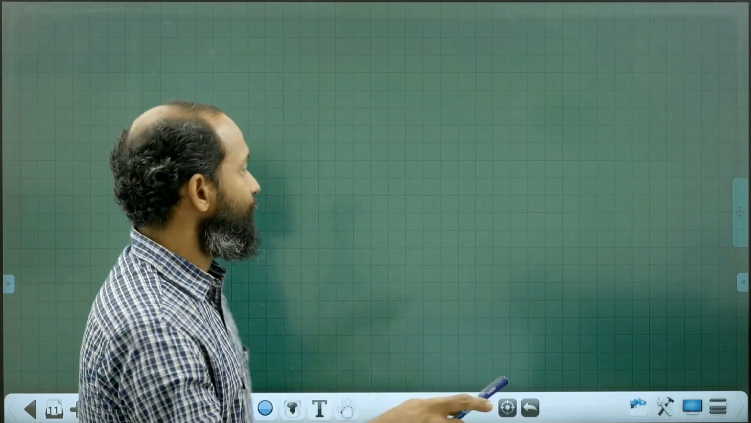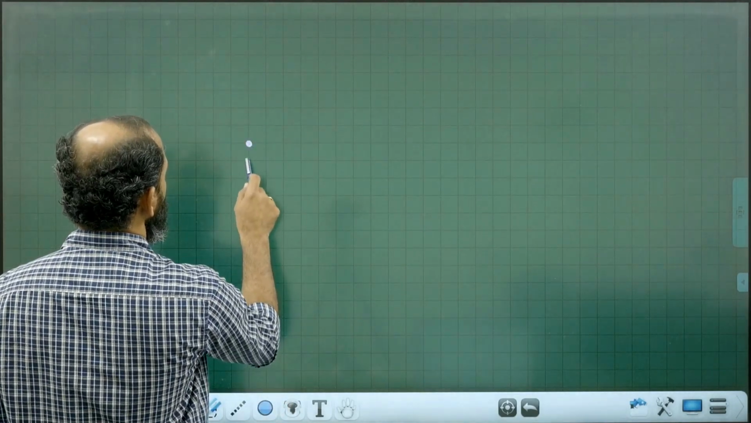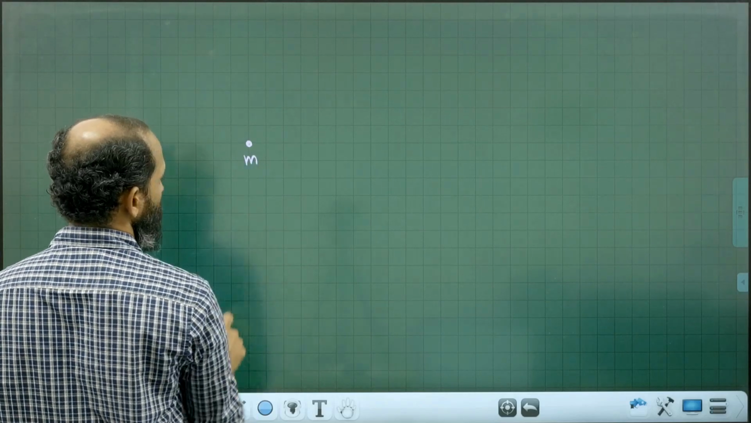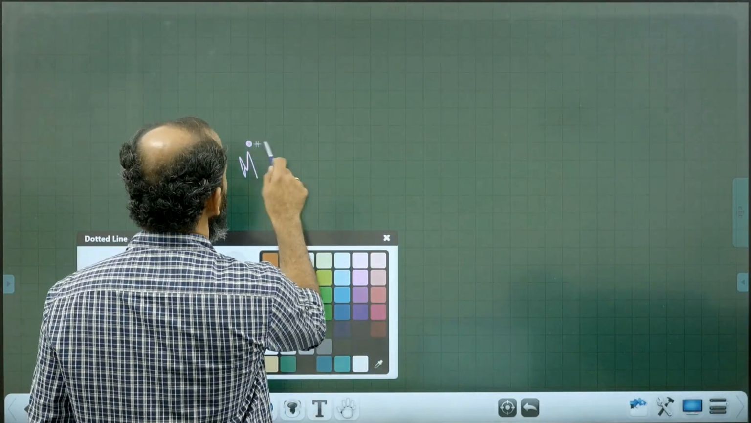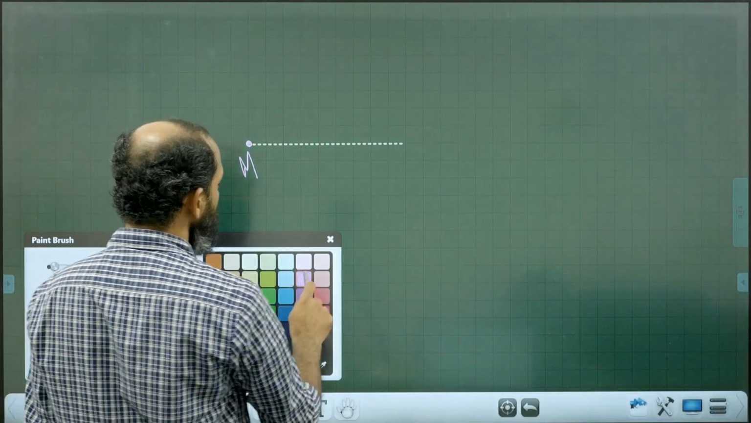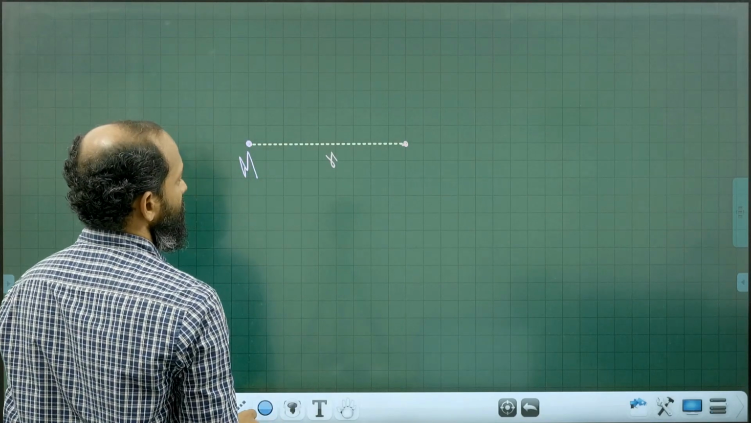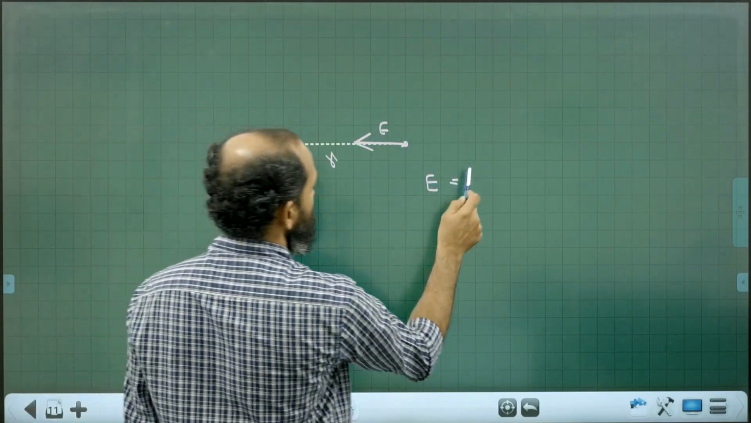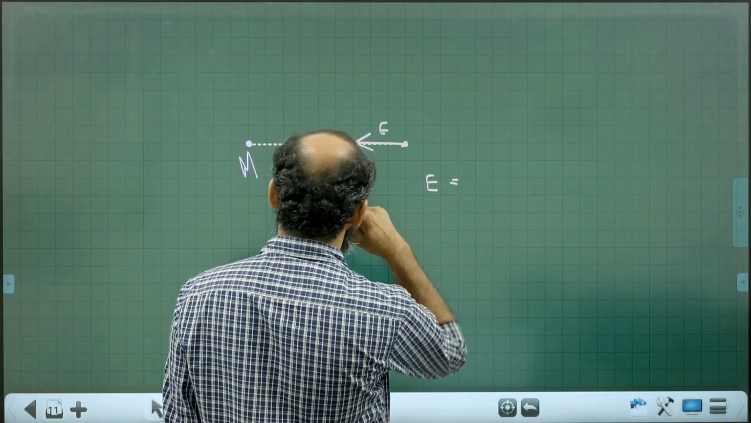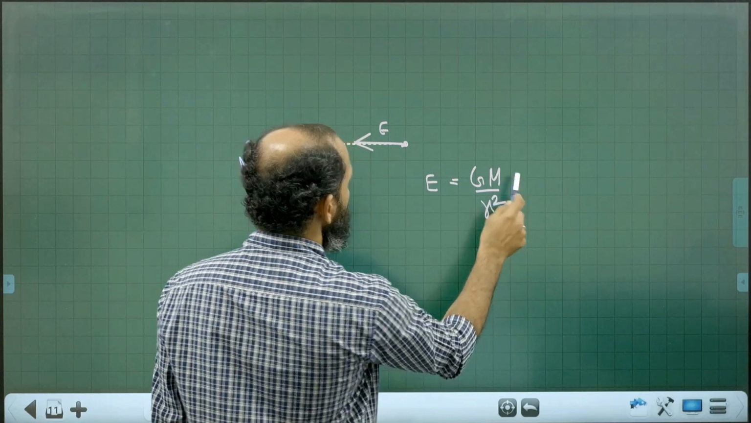Now, intensity of gravitational field at any point due to any mass. Suppose you have a point mass. Let that point mass be M. You have to find the intensity due to that point mass at radial distance r. Then intensity E, directed towards that point mass, is defined as force per unit mass acting on that. That is GM divided by r squared.